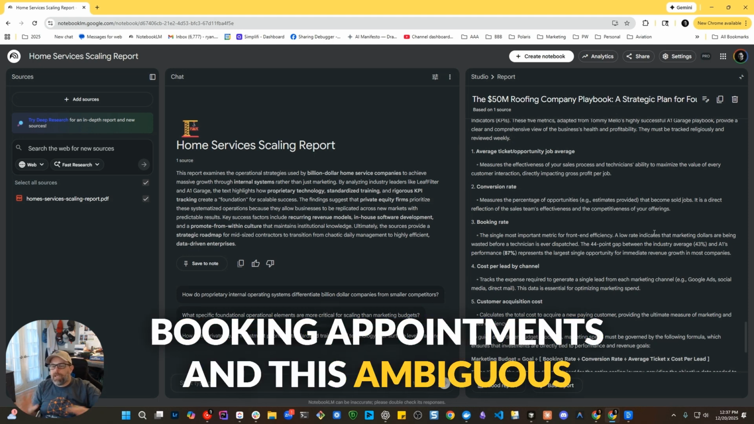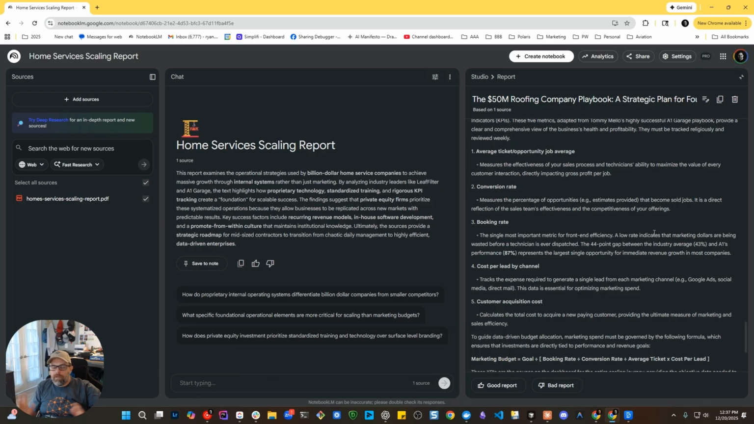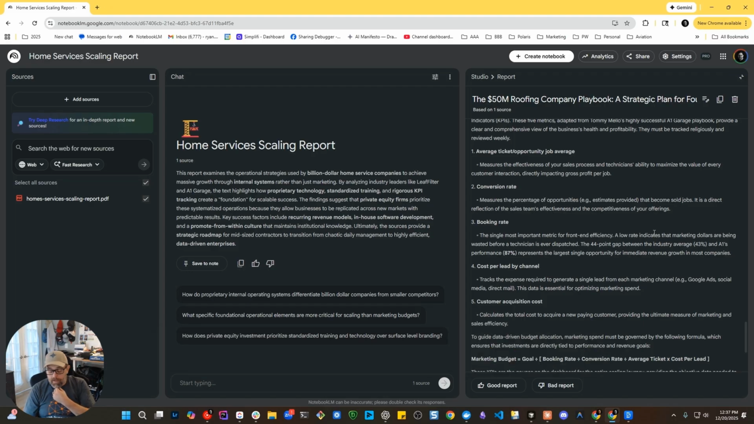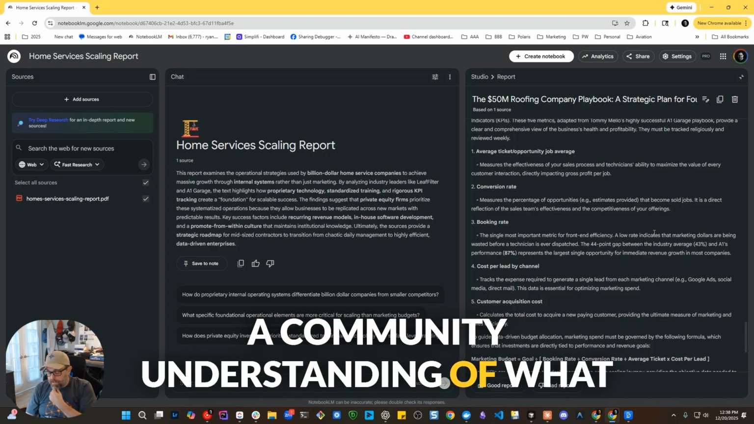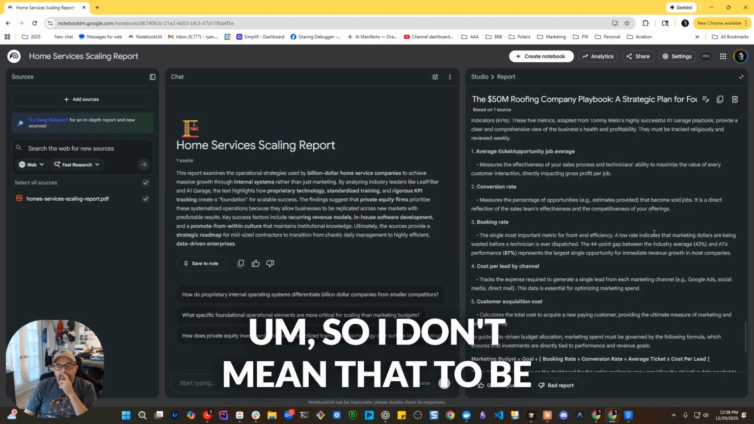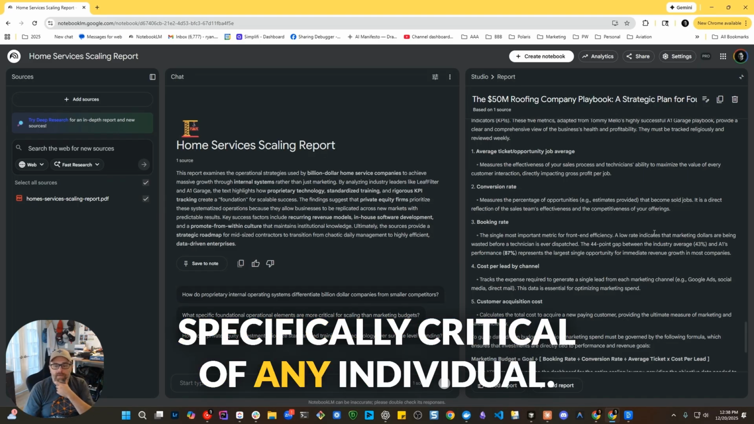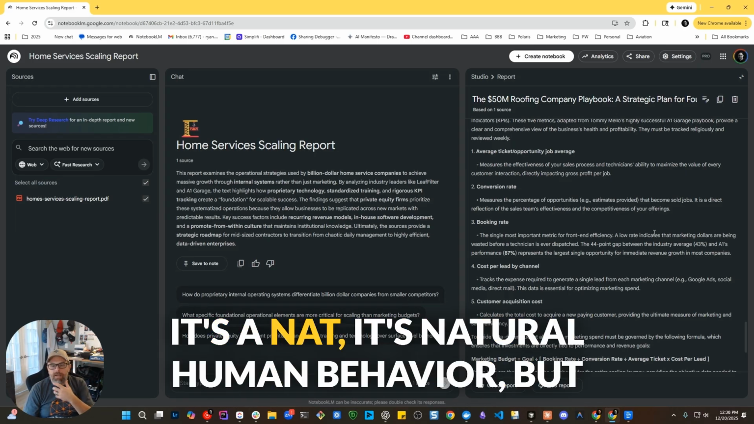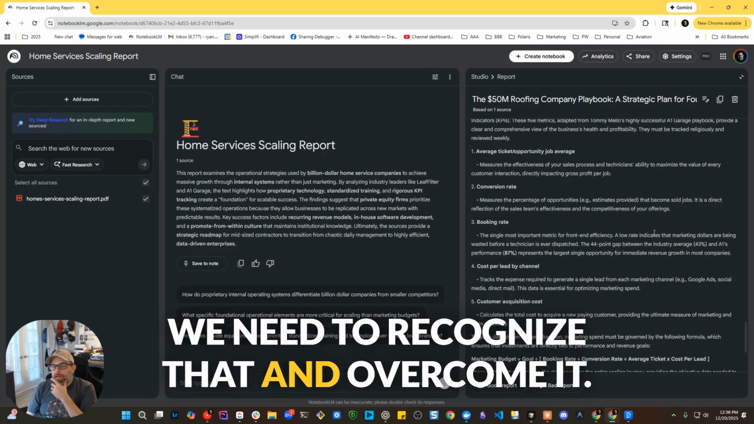And this ambiguous terminology, it sounds picky, it sounds nitpicky, but I can't emphasize enough how important it is to have a common understanding of what these 5 metrics are. So I don't mean that to be specifically critical of any individual. It's a phenomenon that occurs. It's natural human behavior, but we need to recognize that and overcome it.